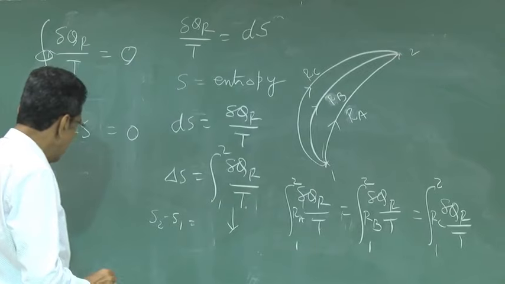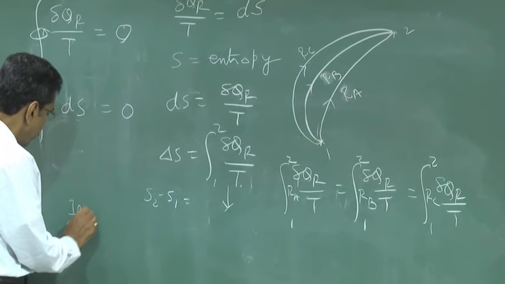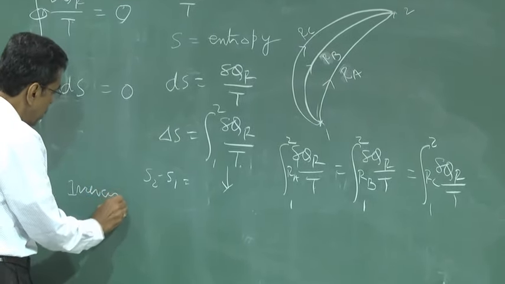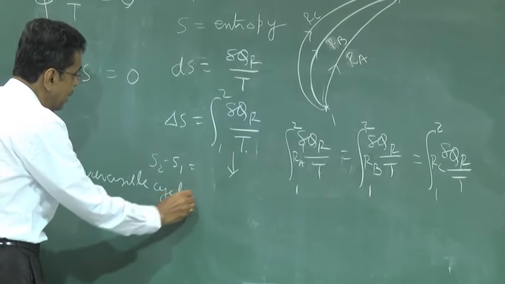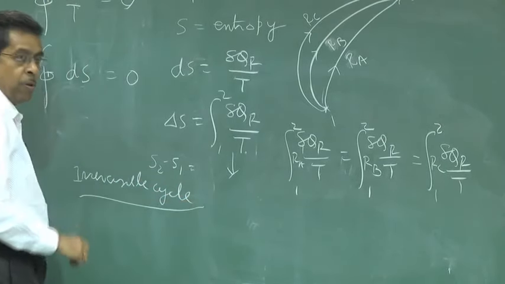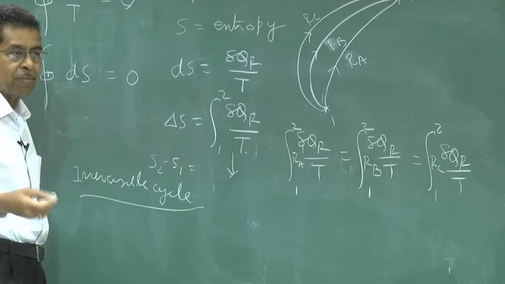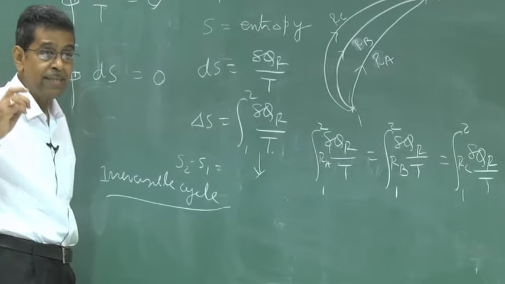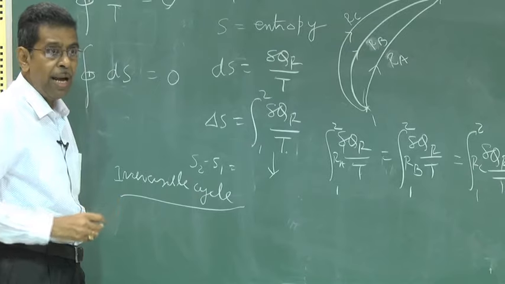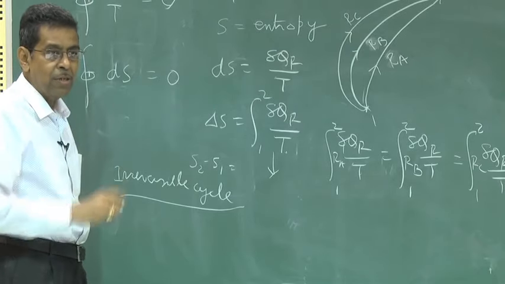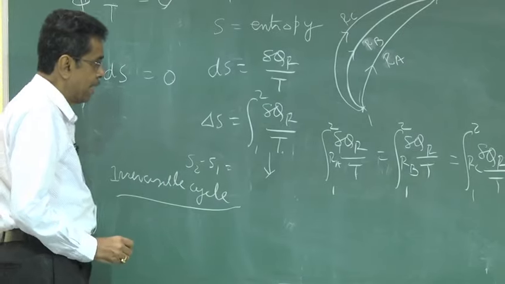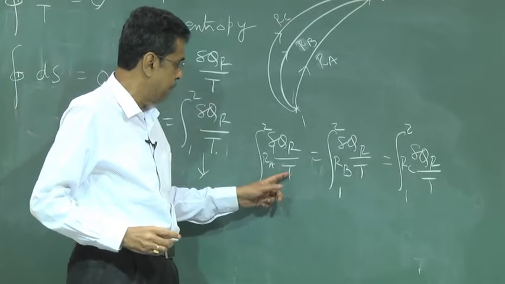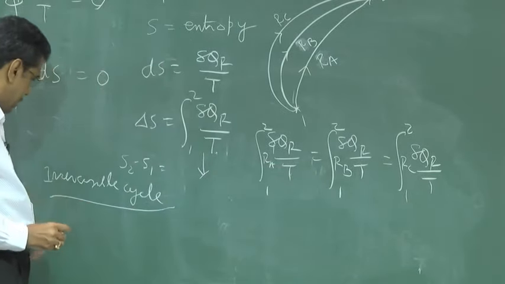Now, for an irreversible cycle which is internally irreversible, whether it is externally reversible or not does not matter. If the cycle is internally irreversible, you can consider it externally irreversible also. It is an irreversible cycle. Here T is the system temperature. So, that is why I am bothered with internal reversibility.